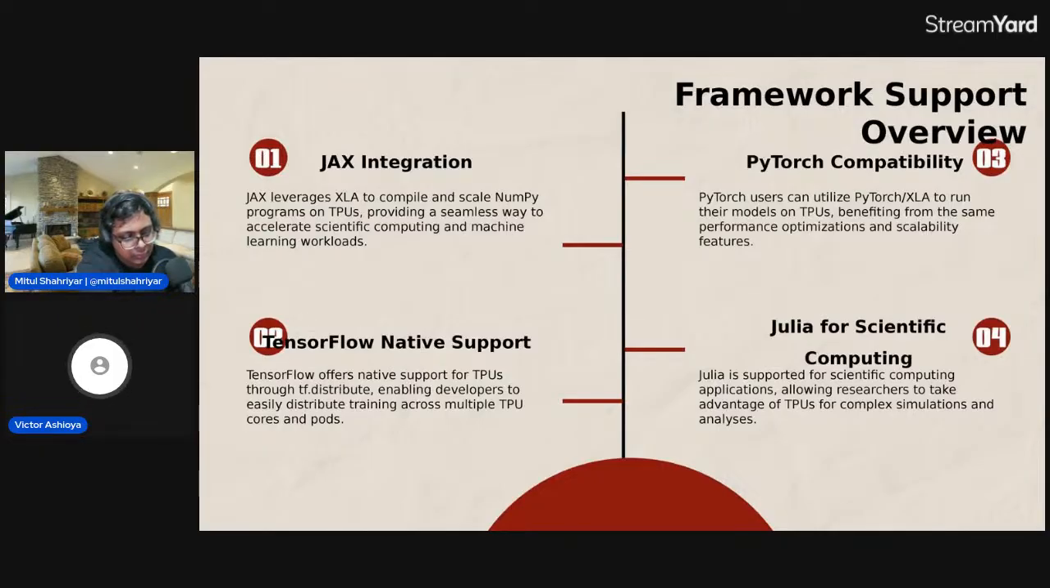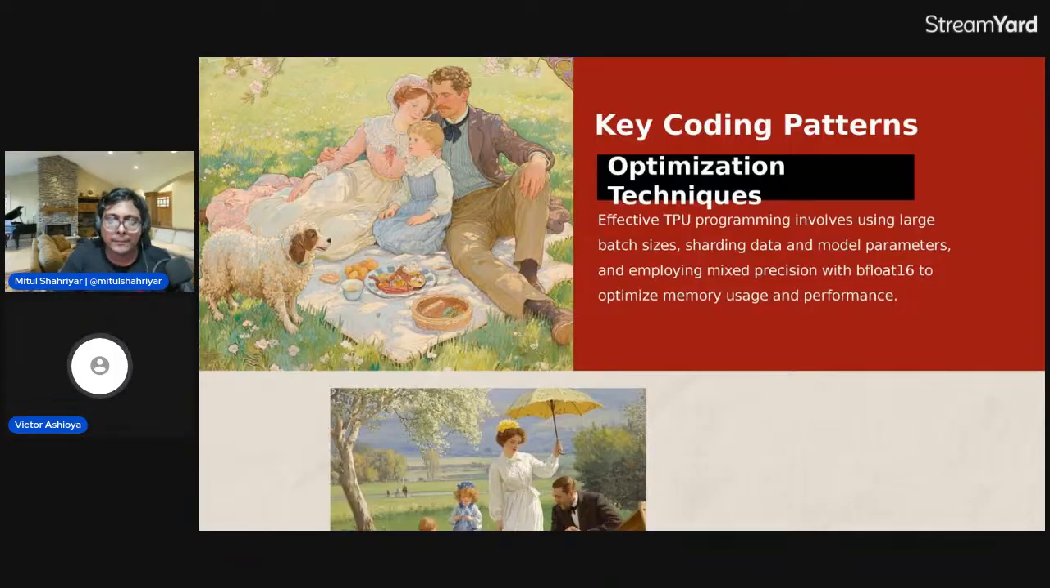Okay. I'm brushing over because I want to go to the main task of this, but I want to give you background context at the same time. So the optimization techniques now. Effective TPU programming involves using large batch sizes and sharding data. Sharding is like optimizing the data, in what quantization you want, right? If it's in 32 or 16, how much adjustment you make to the data. So that's sharding.